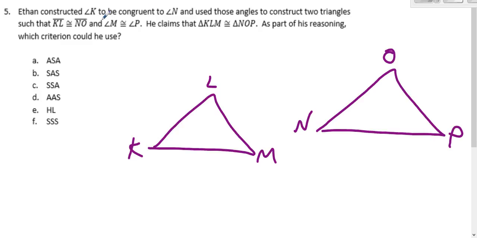Angle K. Angle N and angle K are congruent, so mark them congruent. Then KL is congruent to NO, so mark that. And angle M is congruent to angle P over here. So why are they congruent? Two angles, the side's not in between, that's AAS.